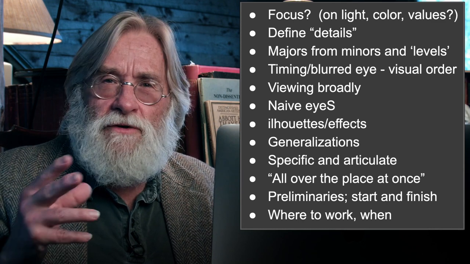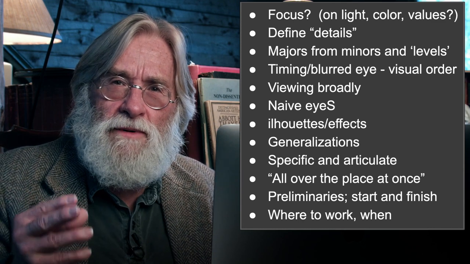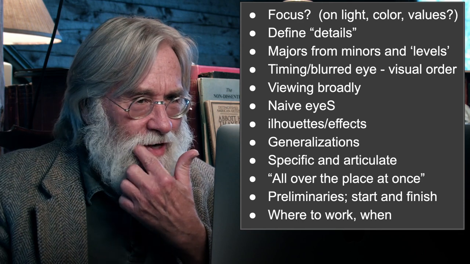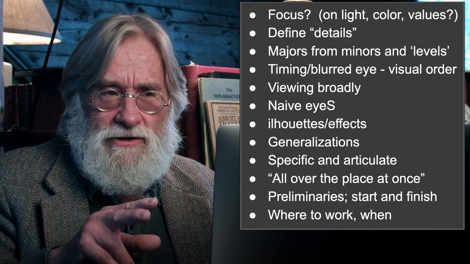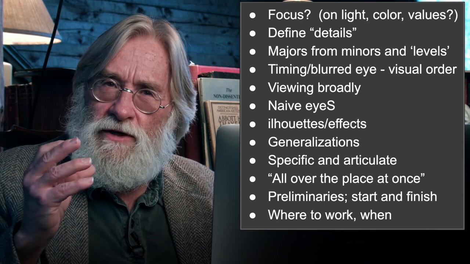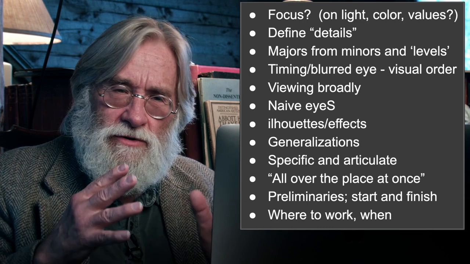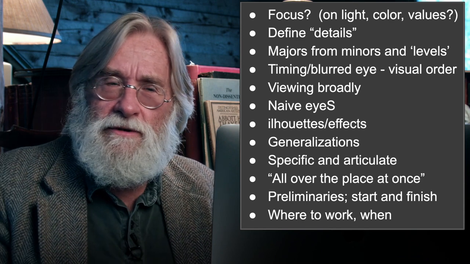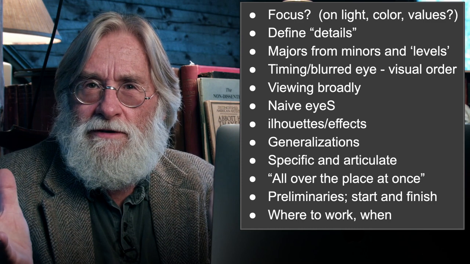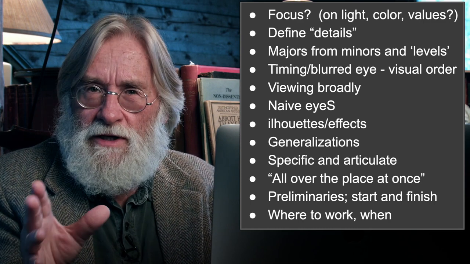So majors versus minors, major categories, minor categories. Well, in our case, they're visual, right? So that's why I talk about levels. That has everything to do with what's coming up next, and that's the timing of the visual order. So there are things that are very strong to your eyes, and things very weak to your eyes. Those are the ABCs, right, the strong ones. And if you don't know how to alphabet, if you don't know how to put those in order, then God help you with everything else, right?